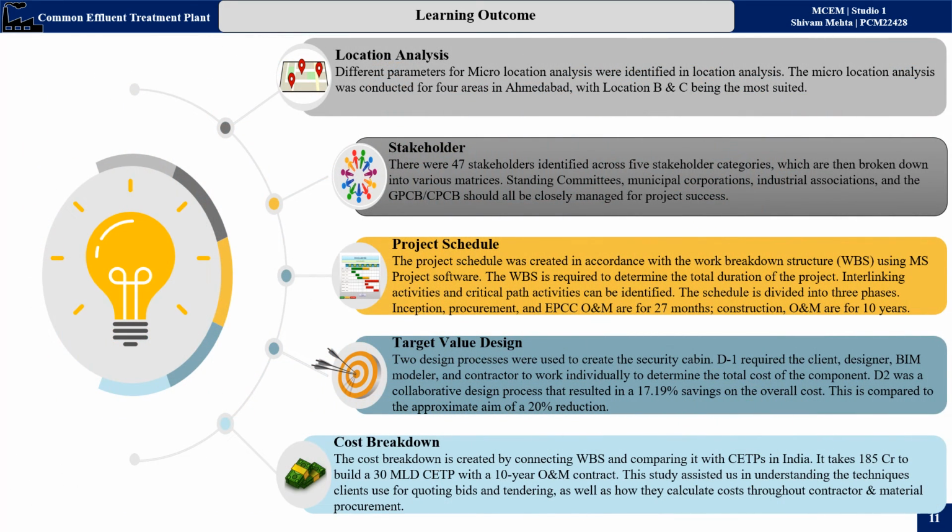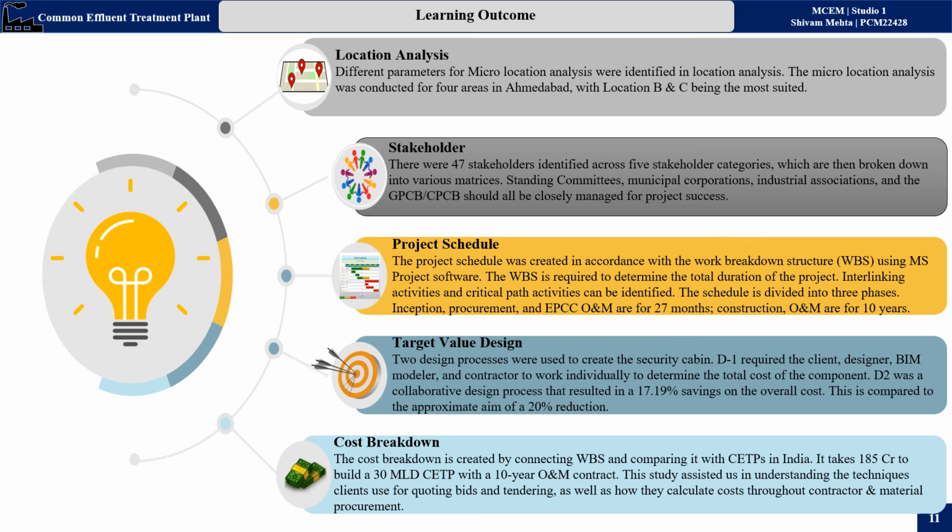Learning outcomes: for location analysis, different parameters were identified and the analysis was conducted in 4 areas. Then location C was the most suitable location. Now for stakeholders, 47 stakeholders were identified and divided into 5 stakeholder categories, and then broken down into various matrices. Then the closely managed stakeholders were the standing community, municipal corporation, industrial association, and GPCB, CPCB. They should be managed very closely for project success.